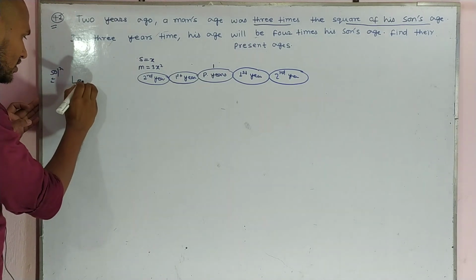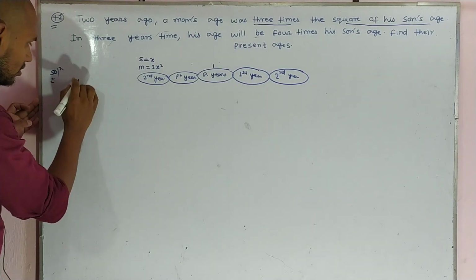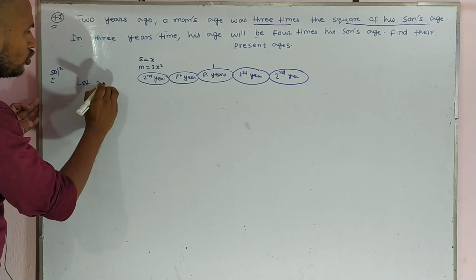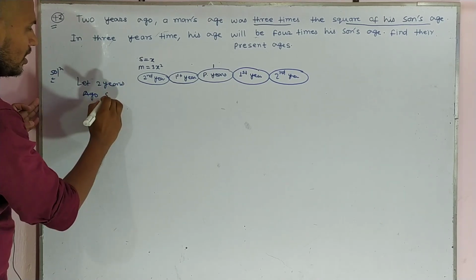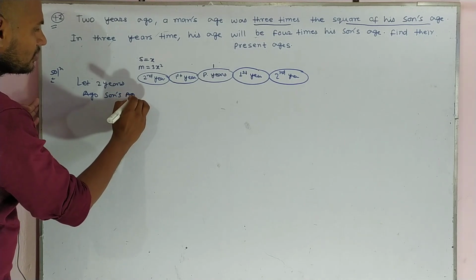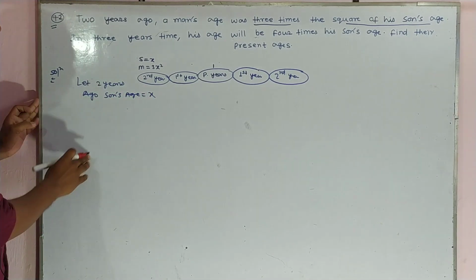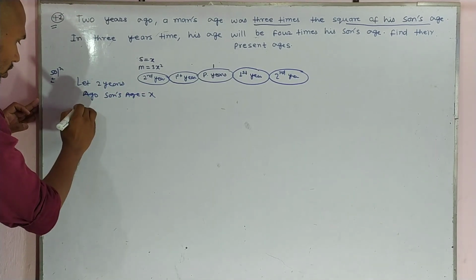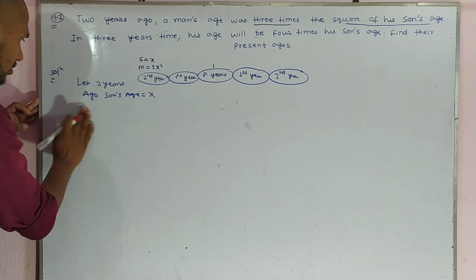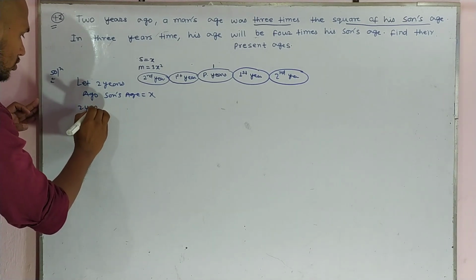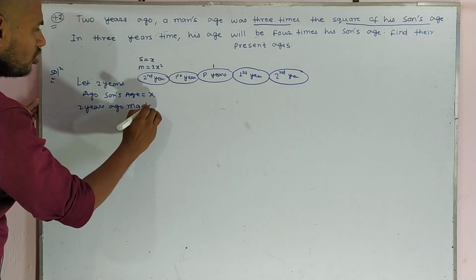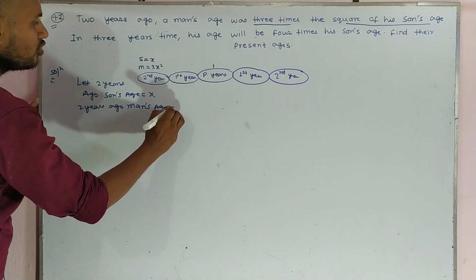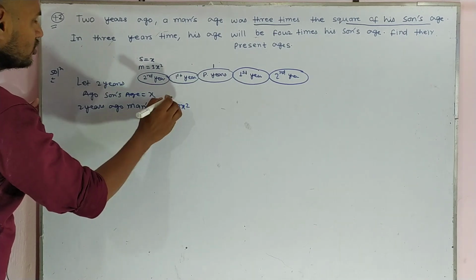Let 2 years ago son's age equal X. We assume it. So the man's age 2 years ago becomes how much? The man's age becomes 3x square.